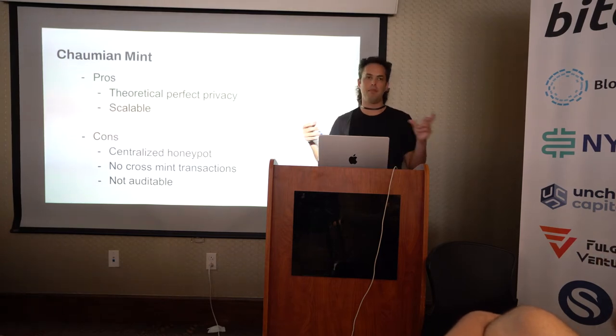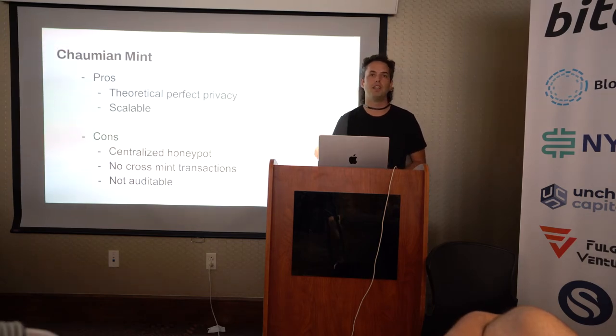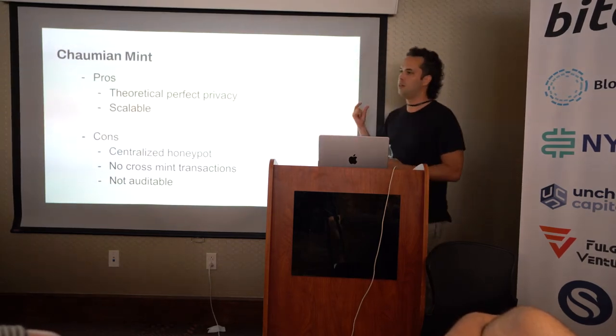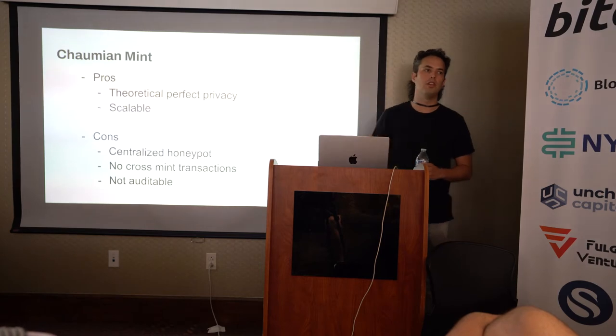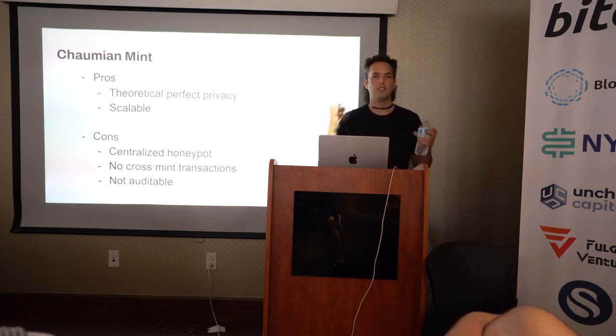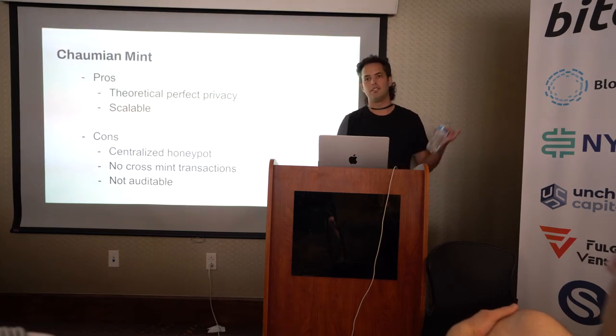Another problem is the mints can't pay each other, so you maybe end up with just one huge mint. You can't spend between them, and it's not auditable, right? Because you get these blinded IOUs, and for the same reason as privacy, you can't correlate the IOUs with a proof of reserves. You can't say whether the amount of IOUs equals the amount of reserves, or else the privacy is gone.